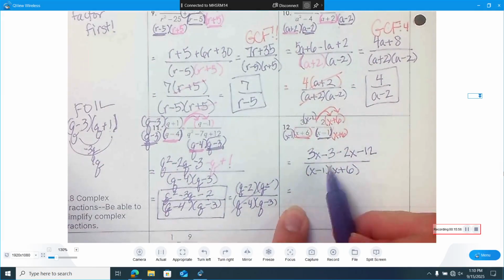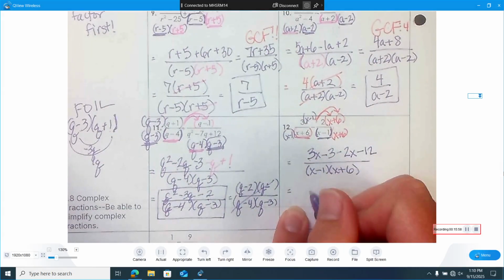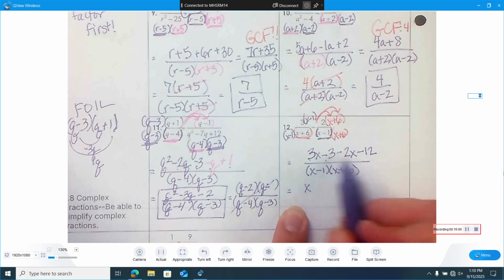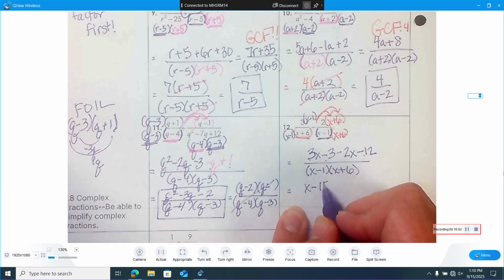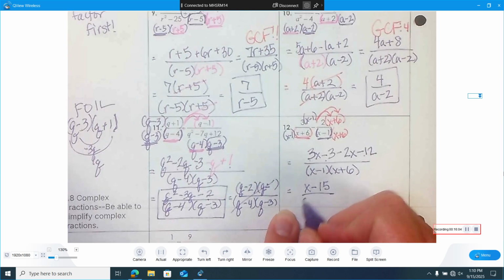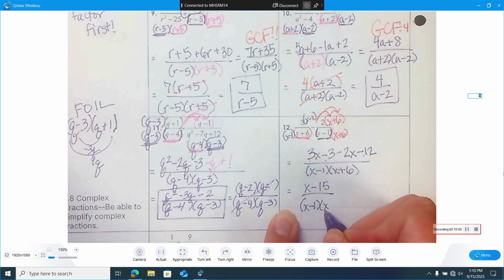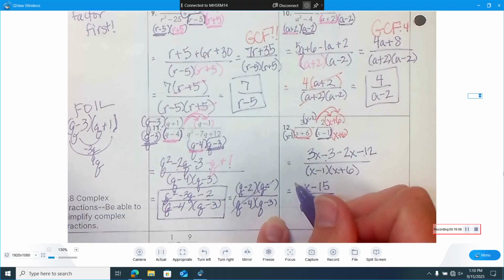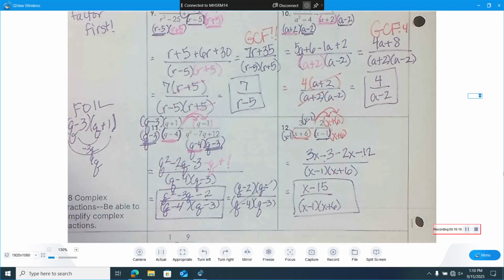All right, let's see. 3x minus 2x is an x. Negative 3 and negative 12 is negative 15. And then we have the x minus 1 times x plus 6. And that doesn't double bubble. So this is the final answer.